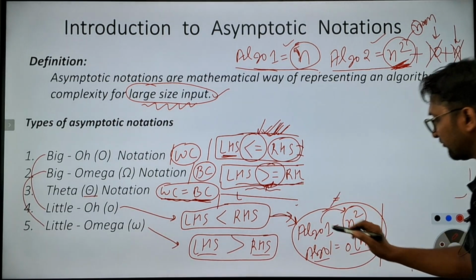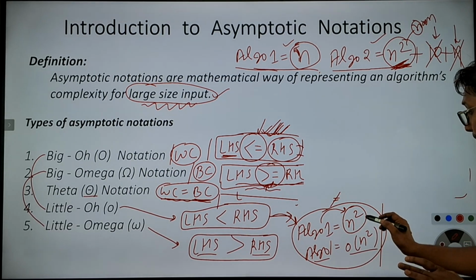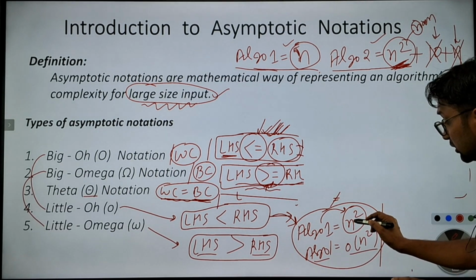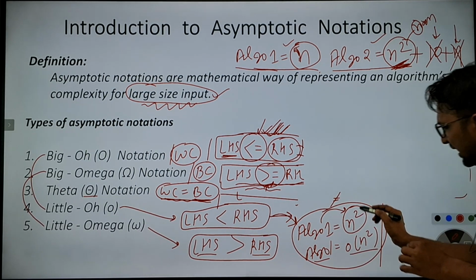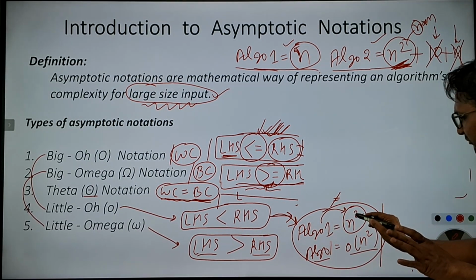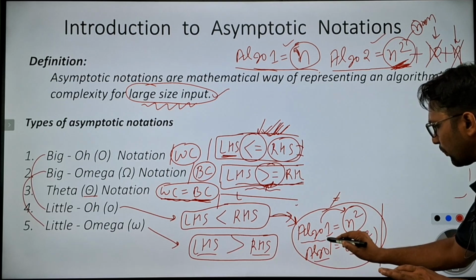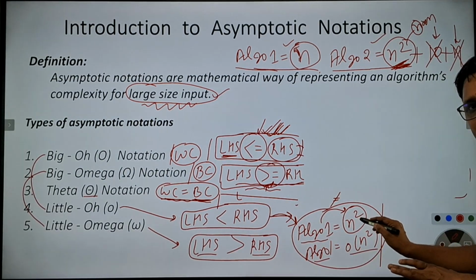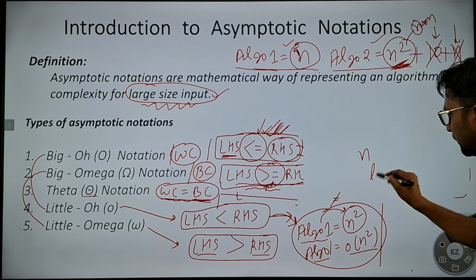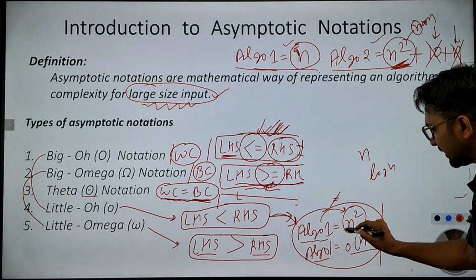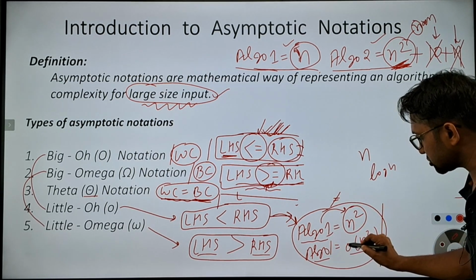if we are sure that it will not take n square time, but will take less than n square time, that is confirmed. The algorithm 1 complexity will not equal n square, it will be less than n square. That might be n, that might be log n. So in that case, we can use the little o notation.